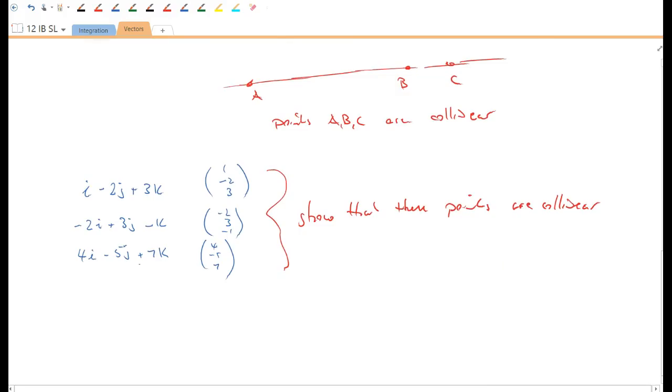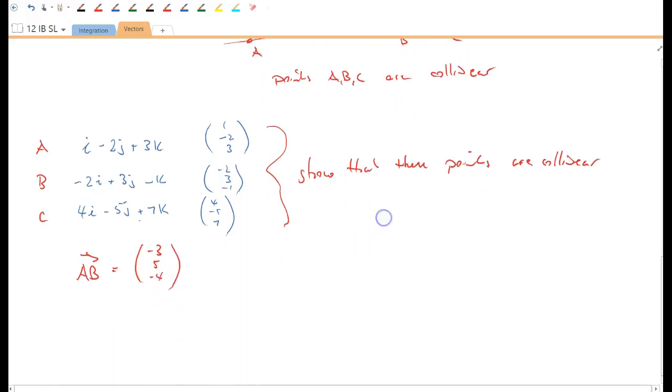Now, we can do that by having a look at a resultant vector from going from one point to the other. So if we say those points are A, B, C, then AB will be equal to, what's happening here, 1 to minus 2, it's gone minus 3, hasn't it? Minus 2 to 3 has gone 5, and 3 to minus 1 has gone minus 4. So AB's gone there. We can either go with AC or BC, or CB, it doesn't really matter.